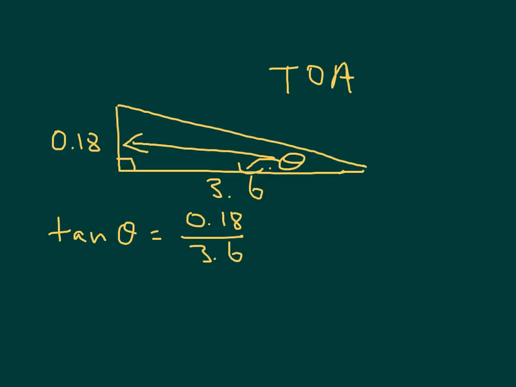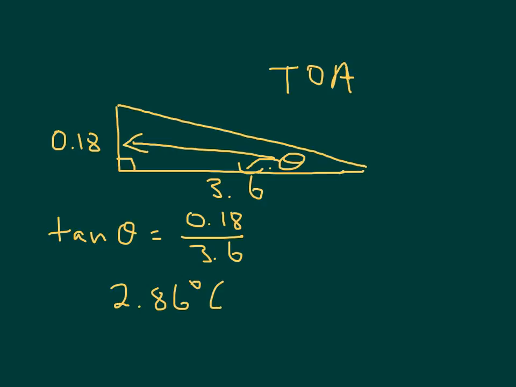And we go to our calculator again. And remember what you press: shift, tan, 0.18 divided by 3.6, close your brackets, and that equals 2.86 degrees.